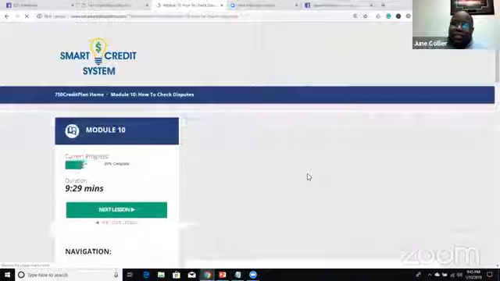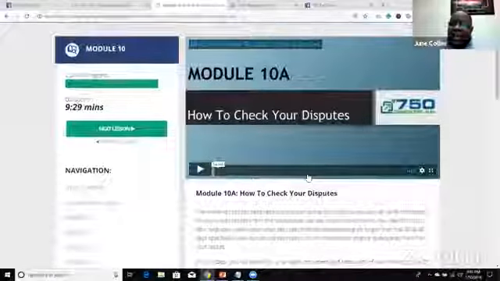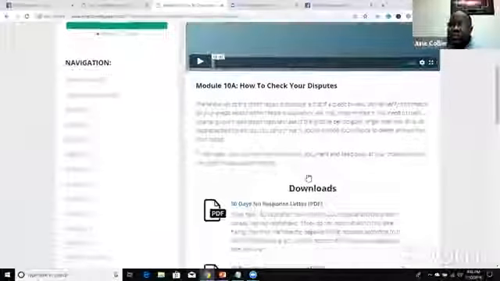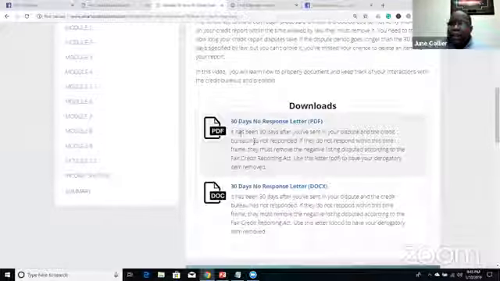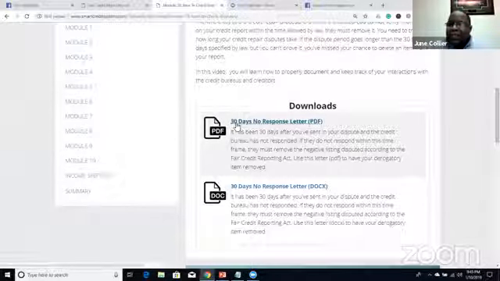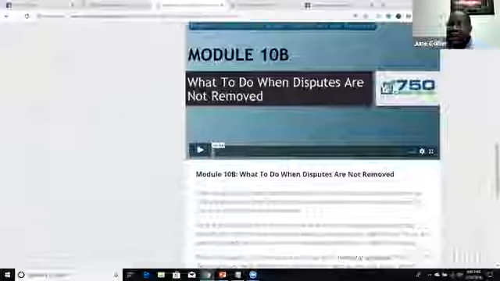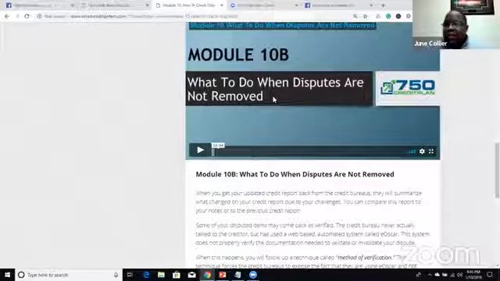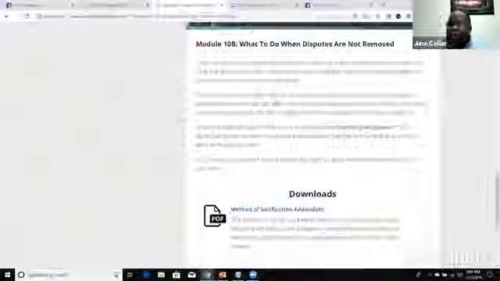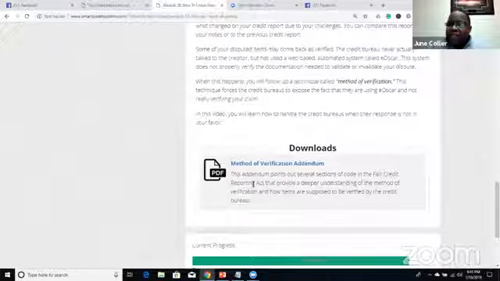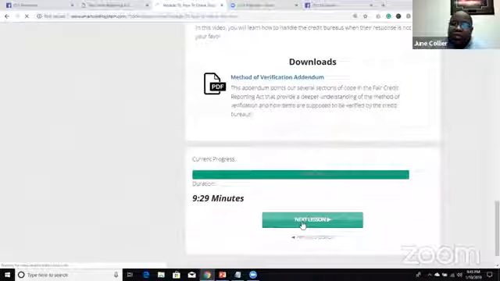We're almost done here. Module 10, how to check your disputes. So we talk about that. What happens if they don't respond? We got a 30-day no response letter if they don't respond. What to do when disputes are not removed. So we talk about what you should do. The method of verification addendum. All of that is included in your smart credit system. Let's go to the next piece here.